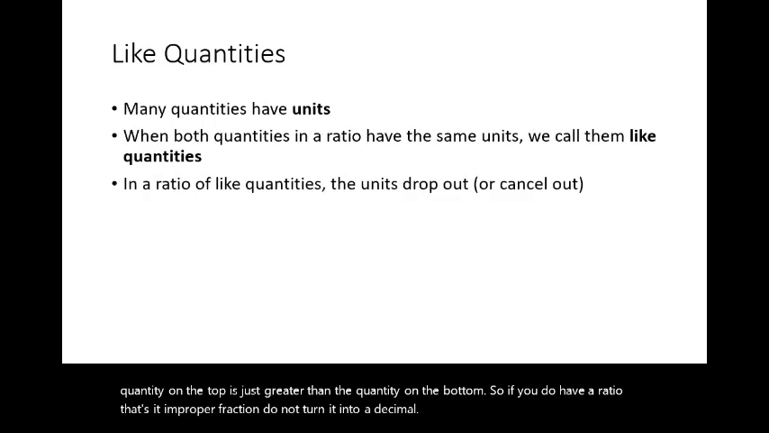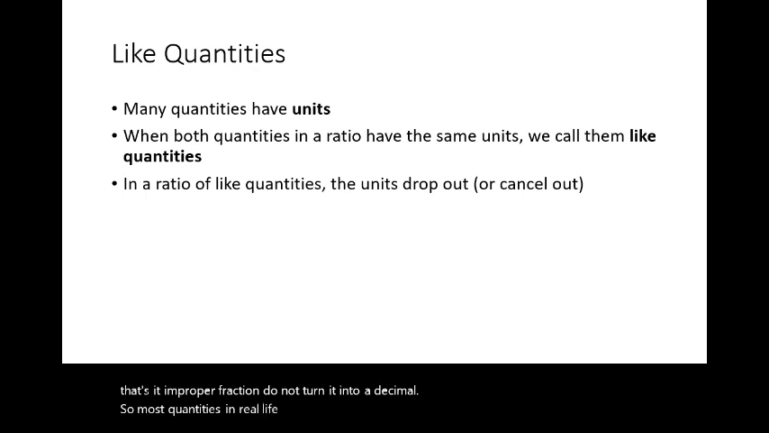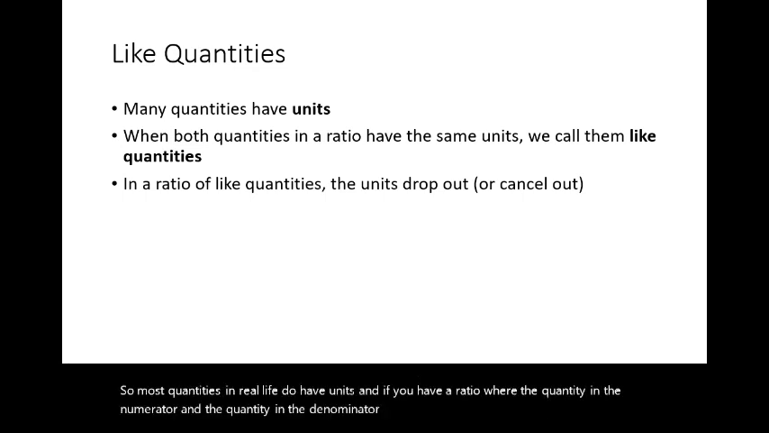So most quantities in real life do have units, and if you have a ratio where the quantity in the numerator and the quantity in the denominator have the same units, they are called like quantities. So in a ratio of like quantities, the units can cancel out.